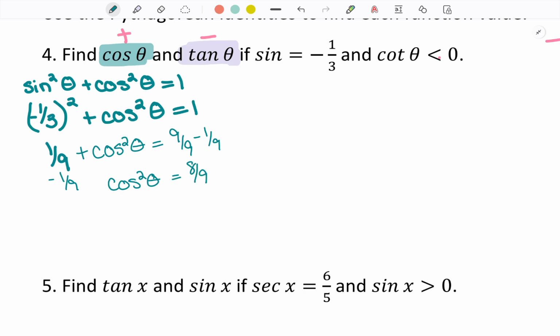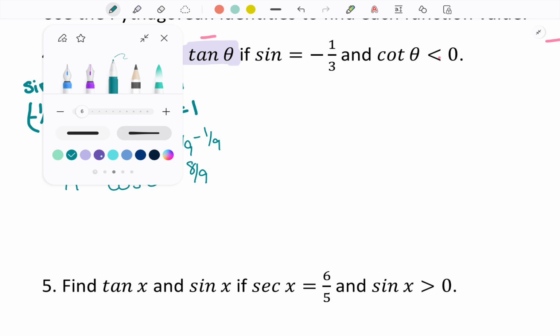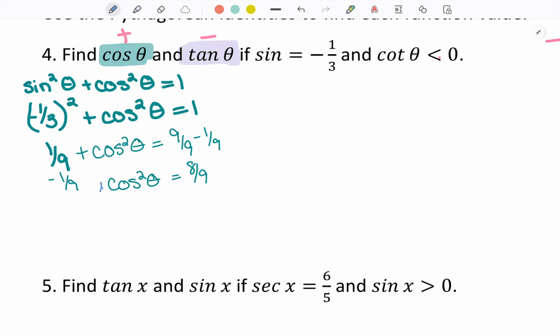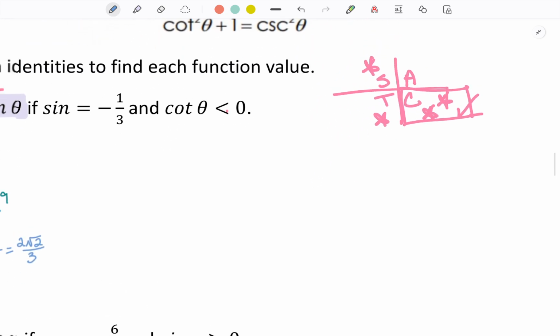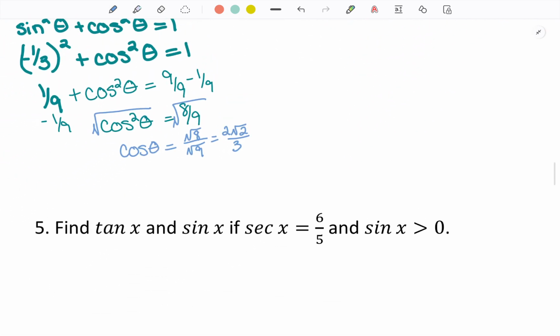So then cosine is technically not alone yet. We need to take the square root. So cosine theta will be alone now, but we now have the square root of 8 over the square root of 9, which is 2 square roots of 2 over 3. And since we are in quadrant 4, then we know this cosine value needs to be positive.